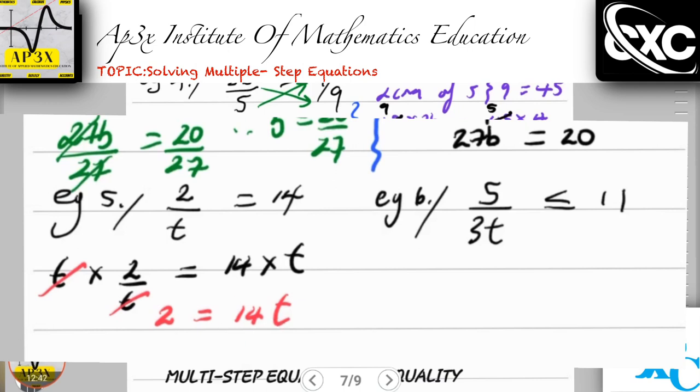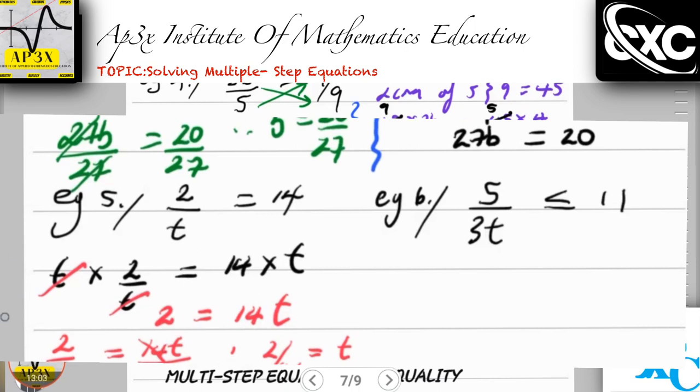So now we're going to have to split the product again. So that's going to be 2 divided by 14, and then that's going to be equal to 14t divided by 14. So cancel. Therefore, we end up with 2 over 14 is equal to t. All right, and that is how you'd solve this equation.